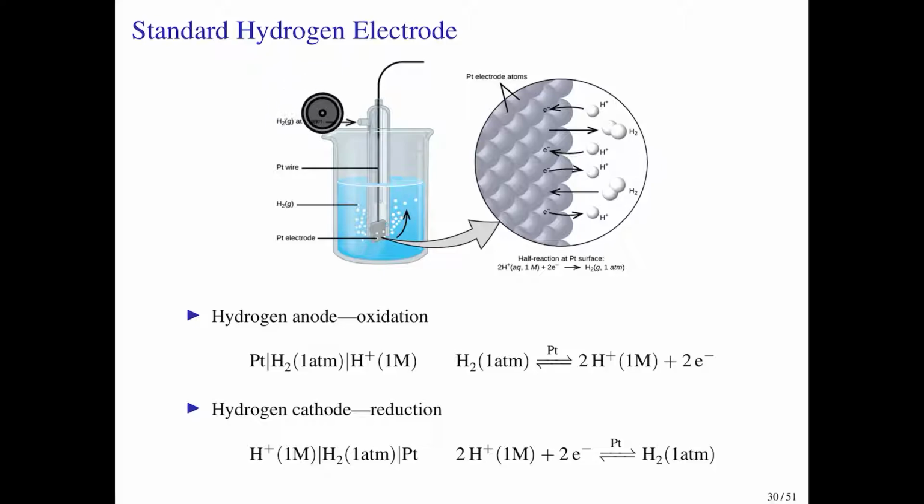You've got this glass vessel that is used to pump in hydrogen gas at a pressure of 1 atmosphere, and then it can bubble out through the solution in this fashion. And so you can use the hydrogen electrode as an anode, in which case you have the hydrogen gas being oxidized to H+. Or you can also use it as a cathode, where the acid in the solution is reduced to hydrogen gas. So it can be used either way.